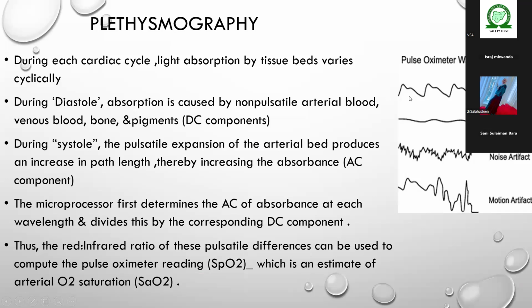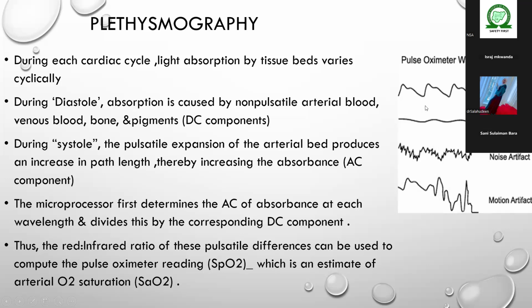varies cyclically. So this is like a picture of the cardiac output. The slow absorption is caused by non-pulsatile arterial blood, venous blood, the bone, the pigments. We call that the static, the direct current component. And the plot might be this low, depicting low perfusion. During systole, a bulk of the cardiac output is pumped. So the pulsatile expansion of the arterial bed will produce an increase in the path length, thereby increasing the absorption.